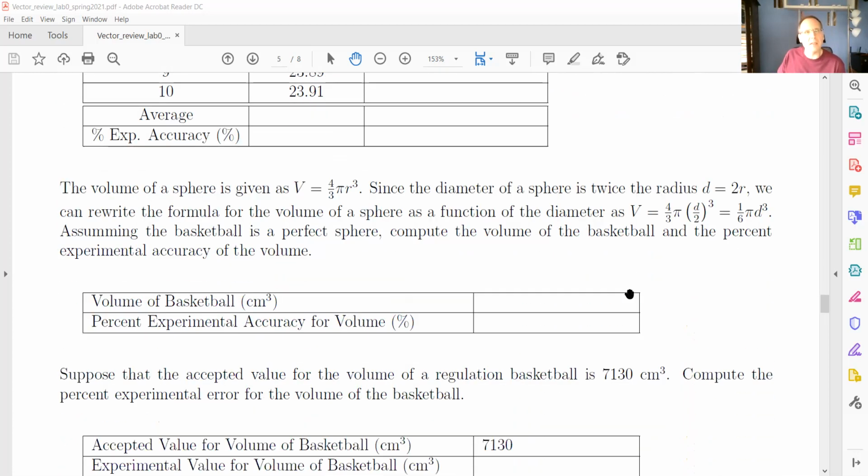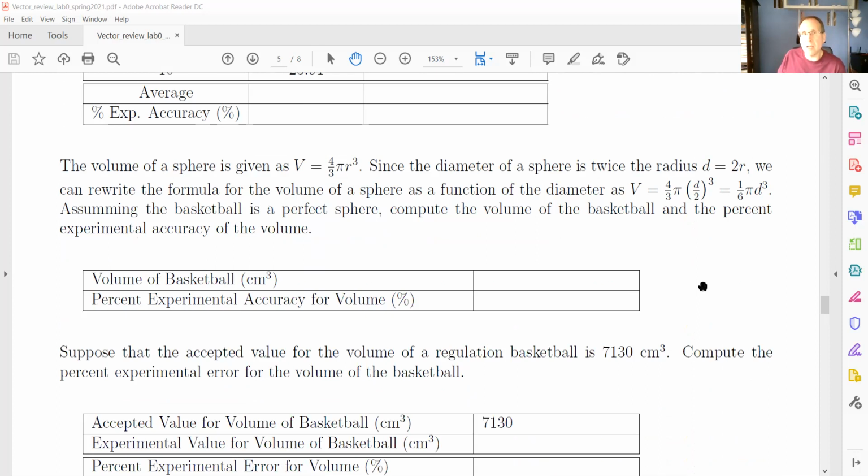Okay, then I go on and say the volume of a sphere, the formula is 4/3 pi r cubed. Since the diameter of a sphere is twice the radius, so diameter is 2 times r, we can rewrite this formula for the volume of a sphere in terms of diameter. And so if I plug in d over 2 for r, then I can simplify this to be 1/6 pi times diameter cubed.